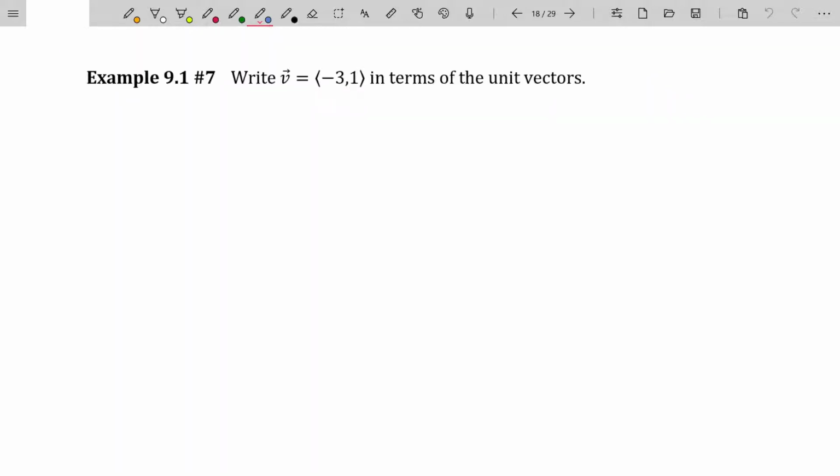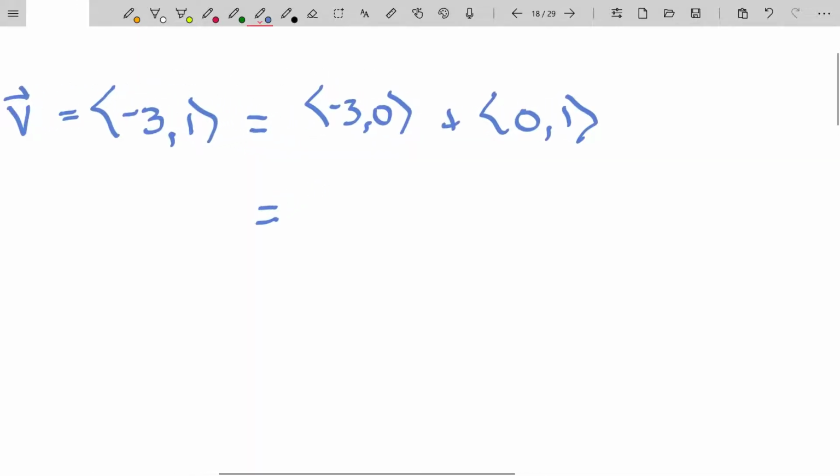So let's practice here. Here's our good old vector v, which is equal to -3, 1. We want to write this in terms of the unit vectors. And here's the way you could do that. v is equal to, well, I'll start this way. It's -3, 1, but you can actually dice that apart. That's -3, 0 plus 0, 1, which is the same thing as, I'm going to zoom in because my handwriting is bad that far out, -3 times the vector 1, 0 plus the vector 0, 1.